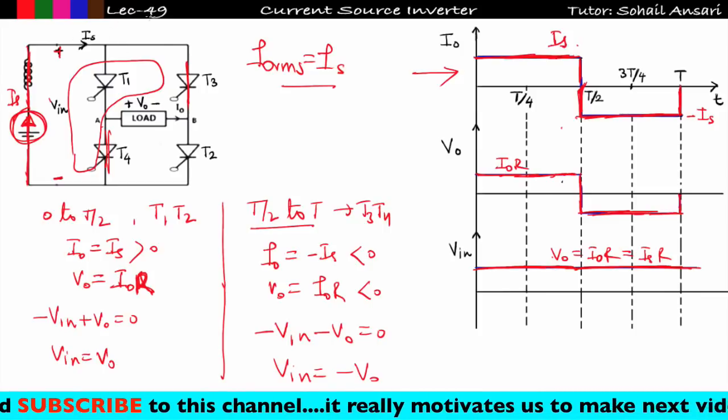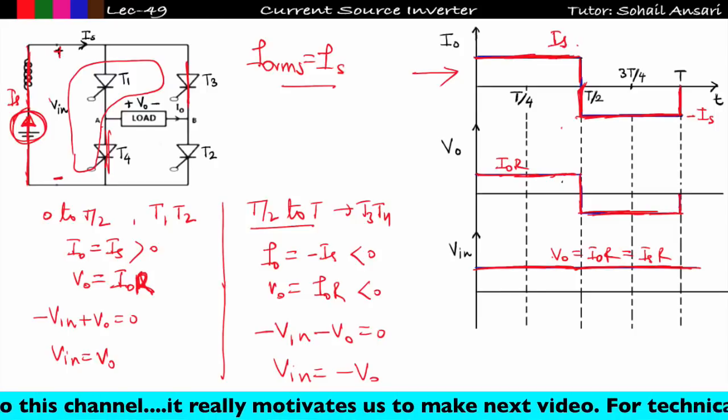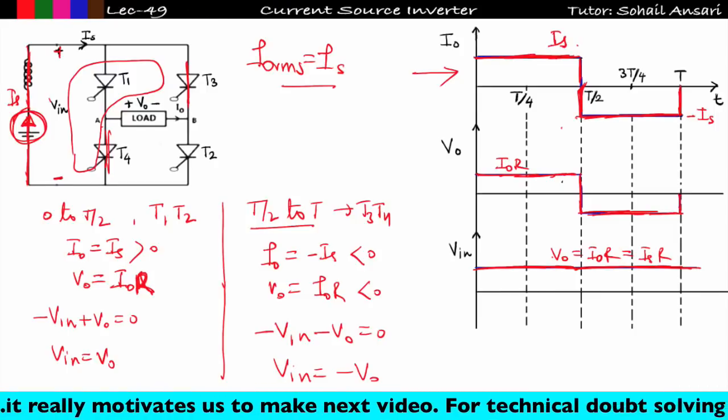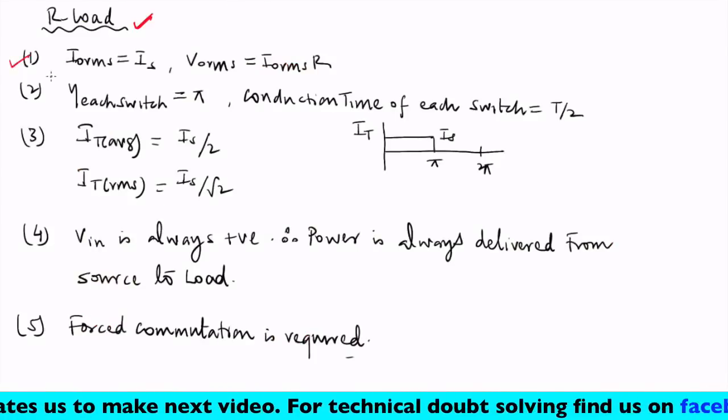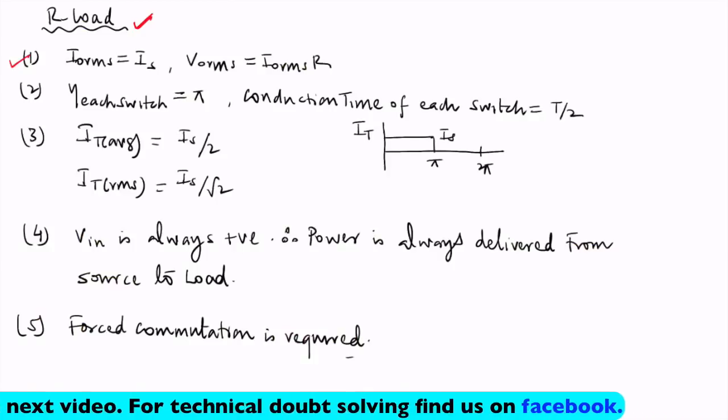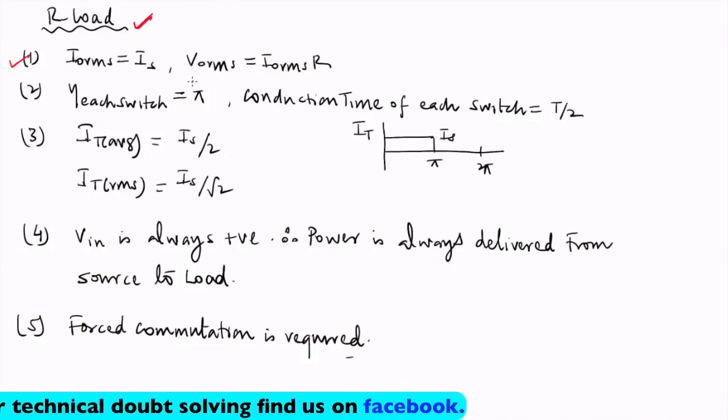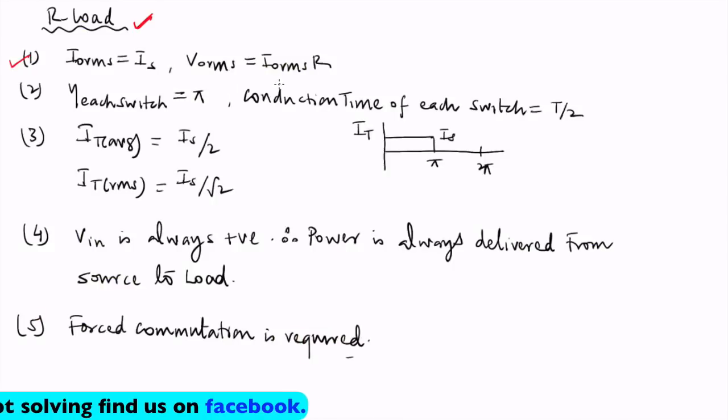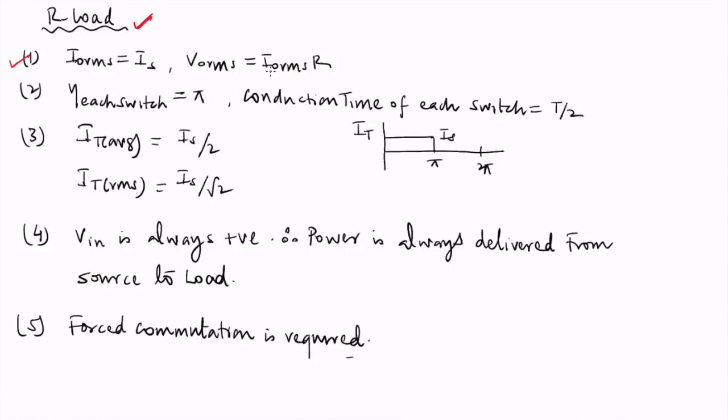And all these concepts I have discussed in the single phase full bridge inverter also. So no need to discuss again. So I naught RMS will be equal to IS, V naught RMS is equal to I naught RMS into R. Here see, load voltage is depending upon the load current, but in case of VSI, load current was depending upon the load voltage. Are you getting this?